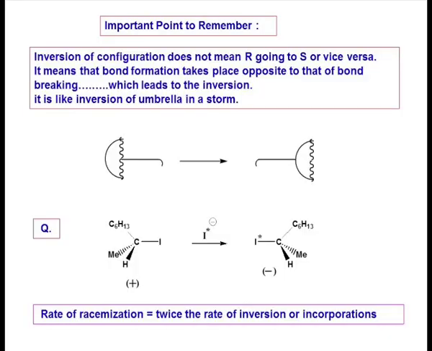Okay. It is like the inversion of an umbrella in a storm. This is the cartoon picture, the umbrella was this way, it has been inverted to the other side. So, it is called a Walden inversion. This is a good example.